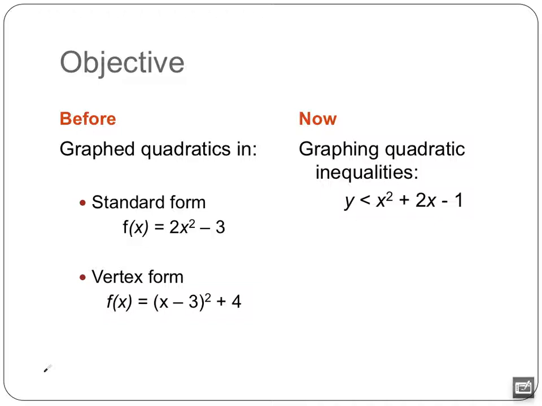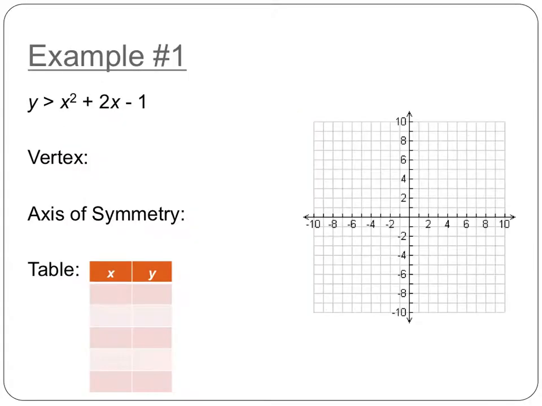So the only thing that changed is we now have an inequality rather than the equal signs that we had before. We're going to do 2 examples, one together and then one on your own. Our first example, y is greater than x squared, add 2x, subtract 1. This starts out very similar to graphing in standard form.